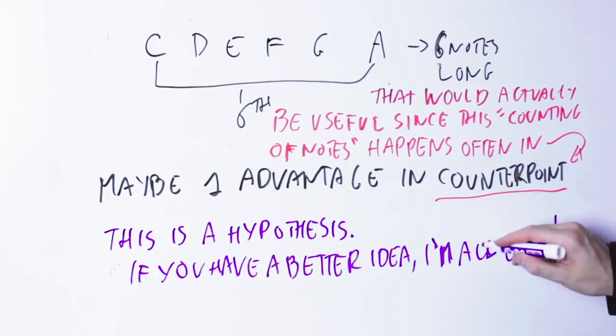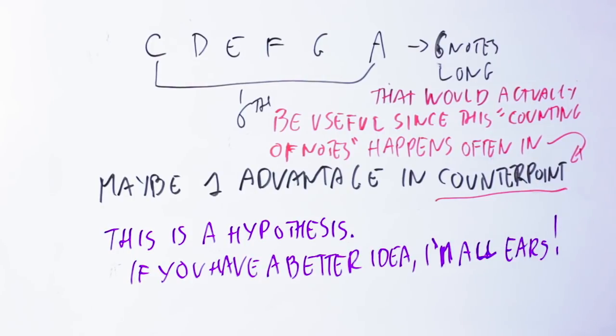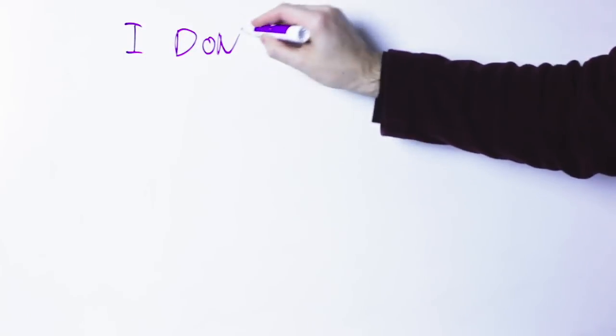If you do see an advantage to that, or if you have an idea why this happened, please write it down in the comments. I really want to hear your opinion on this, because honestly, this is baffling me. It makes absolutely no sense. We could have had a much better interval system, less confusing, more practical.